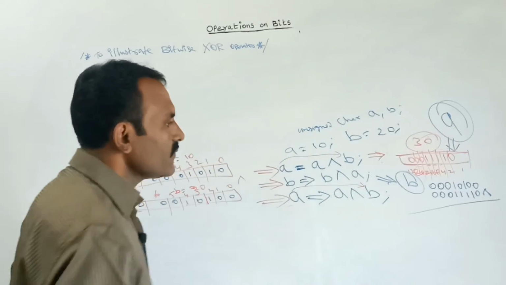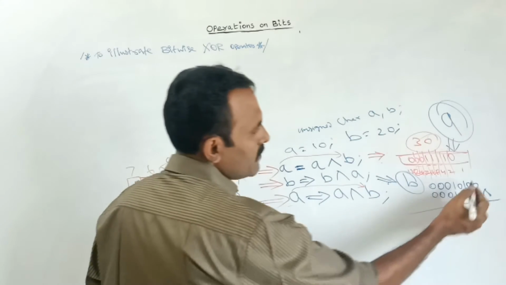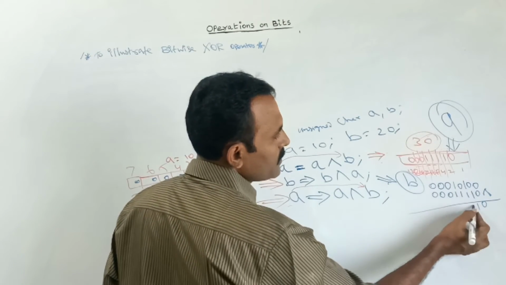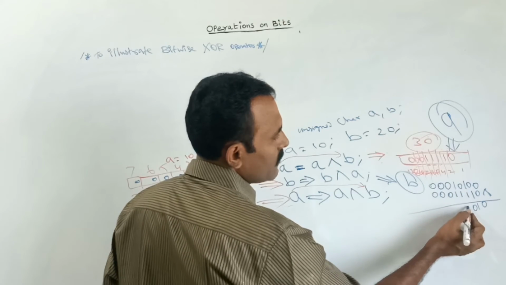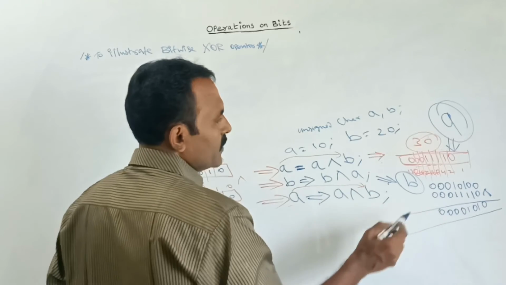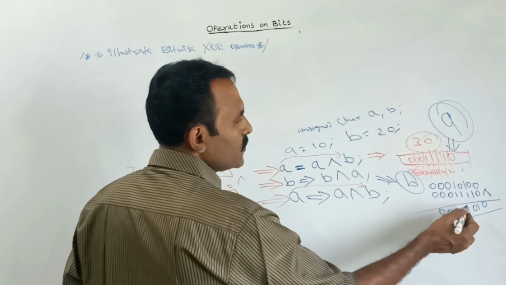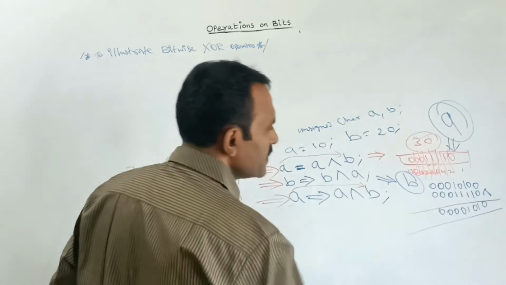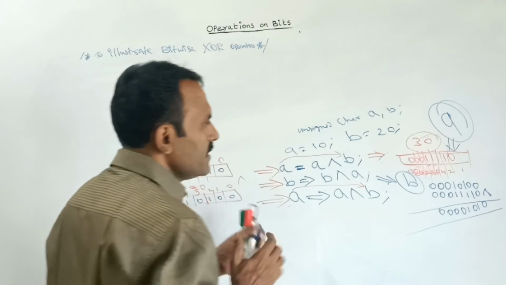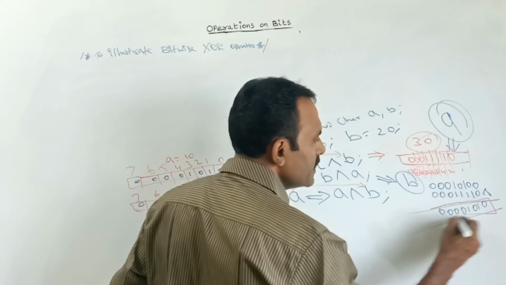So you apply the XOR truth table here: 0 and 0 gives 0, 1 and 0 gives 1, 1 and 1 gives 0. In a similar way, this is the B value. So now what is the value of B? 0, 0, 0, 1, 0, 1, 0. Now you convert this into decimal. Currently this is the binary value of B.